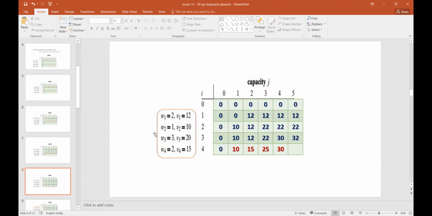If you have thought of this, object 1 plus object 2 plus object 4. What is the total weight? 2 plus 1, it is 3. 3 plus 2, it is 5. The capacity is 5, and if I add object 1, object 2 and object 4, it gives 5. Of course, I can take this combination. So what is the total profit now? Profit from object 1 is 12, plus object 2 is 10. 12 plus 10 is 22, plus 15 gives us 37. Yes, this is the best possible profit that I can take.